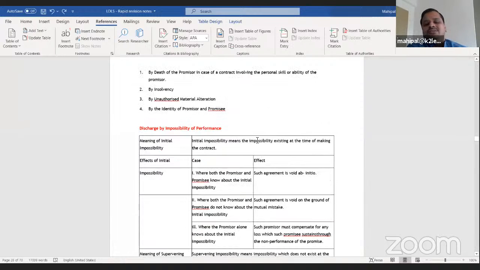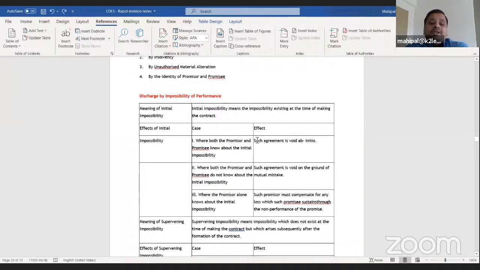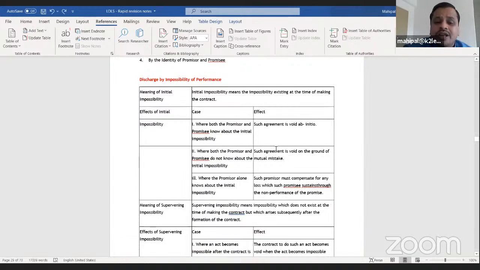Great. Next comes impossibility. Impossibility could be of 2 types. Number one, initial impossibility, and number two, subsequent impossibility. These initial impossibilities are again of 2 types: known to parties, not known to both parties. If the promisor and promisee know it is initially impossible to perform, it is void ab initio. If they do not know, then it will become void on the ground of mutual mistake. Supervening impossibilities are those impossibilities which arise after the formation of contract. They are not in existence.